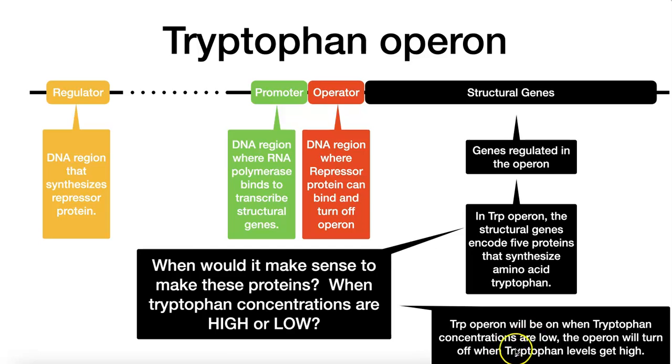And then when tryptophan levels get high, that's a time where it makes sense to turn off the structural genes that make the enzymes to synthesize more tryptophan. So that's what we want to look at and understand. How is this operon going to achieve this end result of turning on when tryptophan is low and turning off when tryptophan is high?